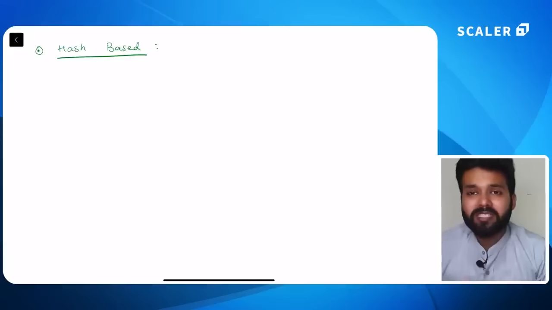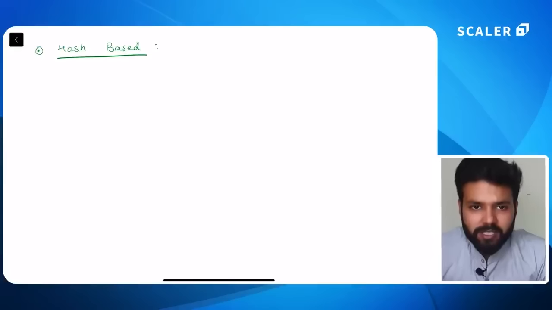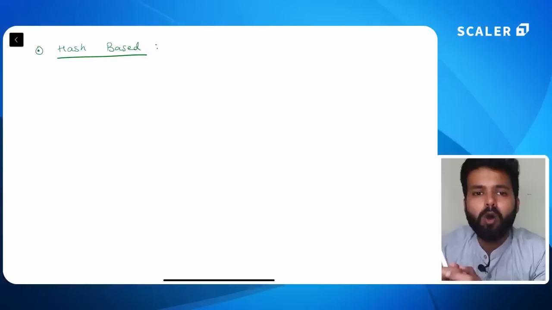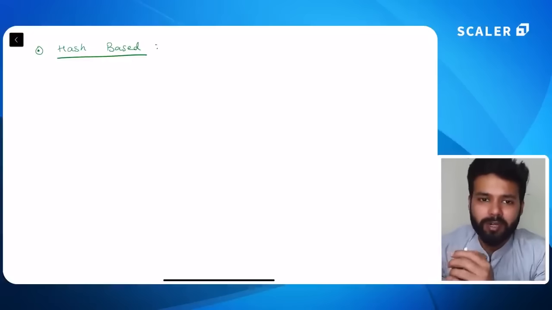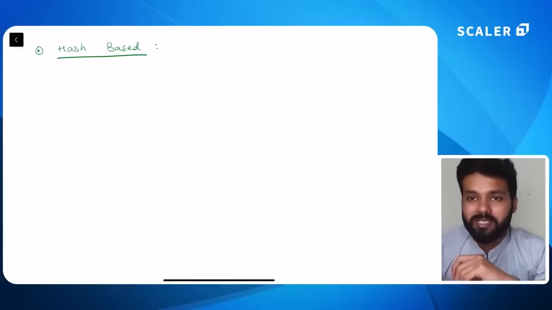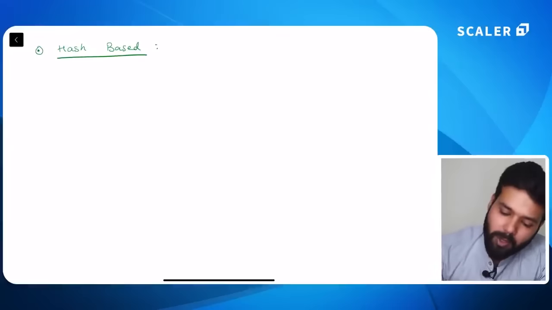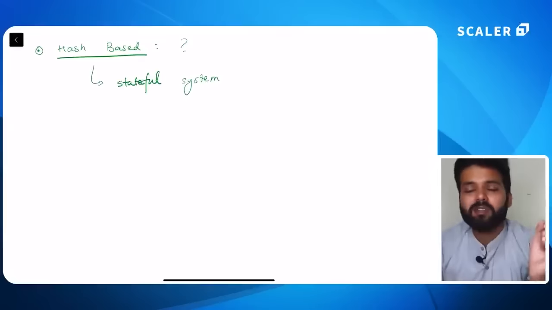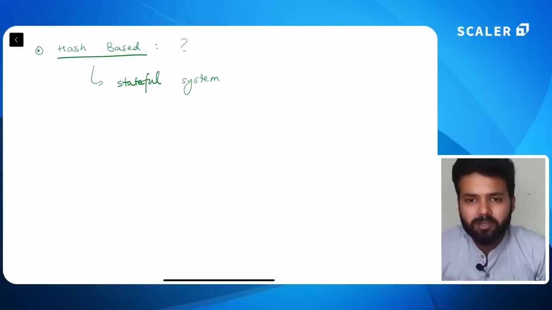The last routing strategy that I have not covered in this video is called the hash-based routing strategy. In this hash-based routing strategy, we use the source IP address or the URL and we calculate a hash out of it. We have another video on consistent hashing to explain this routing strategy in depth. So please go ahead and watch the video on consistent hashing to know more about the hash-based routing strategy. This typically works on stateful systems. Again, stateful and stateless systems is something that we are going to cover in the upcoming videos. So please stay tuned for that video as well.